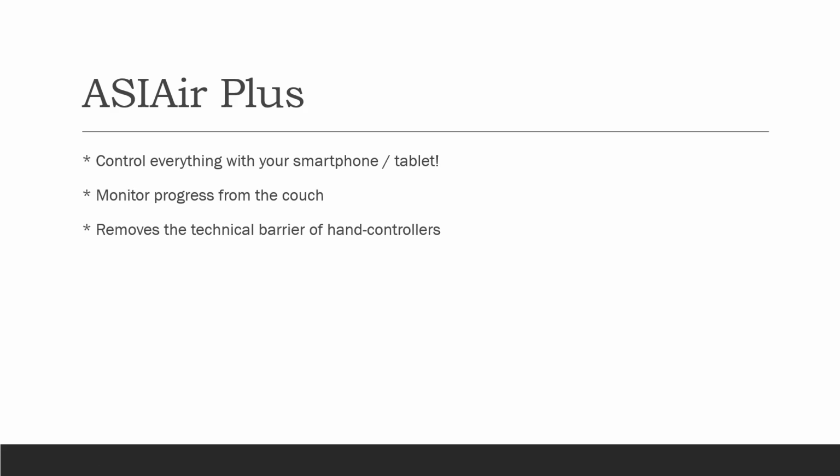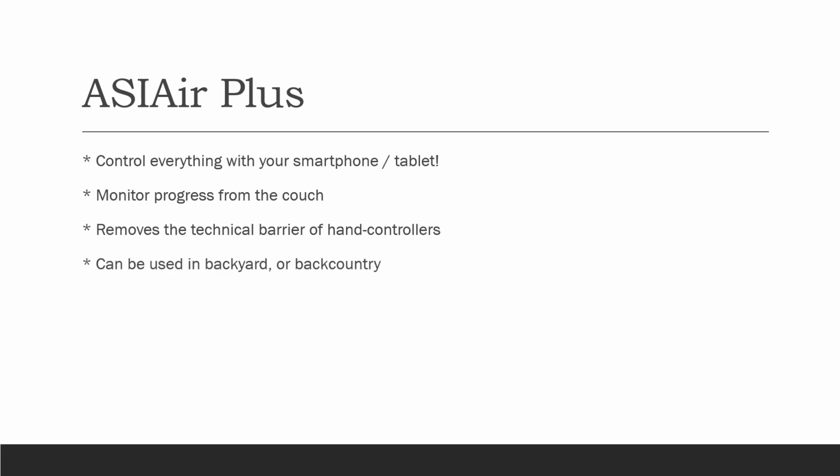And really the biggest reason to think about getting something like the ASIAIR is that it removes that technical barrier where if you're using a hand controller straight out of the 1990s, those things are so much of a pain to use that I just get so angry when I have to even deal with one. So you don't even have to worry about the hand controllers anymore with something like the ASIAIR Plus.